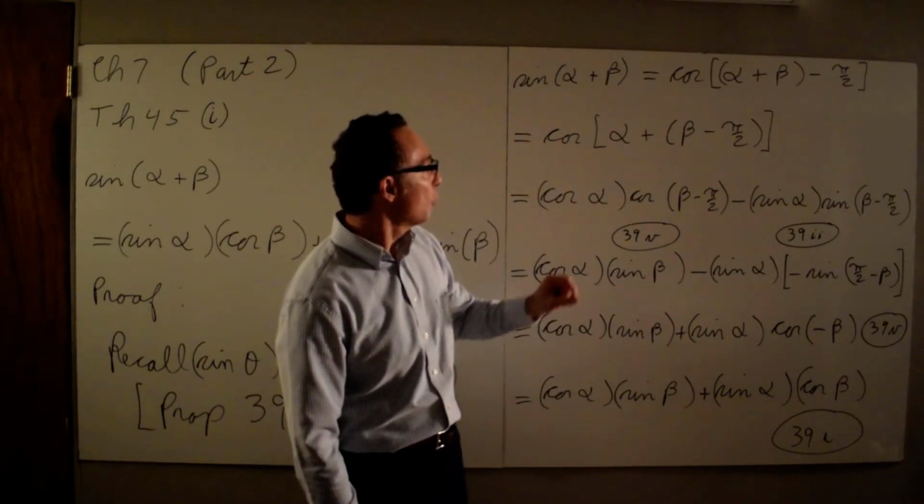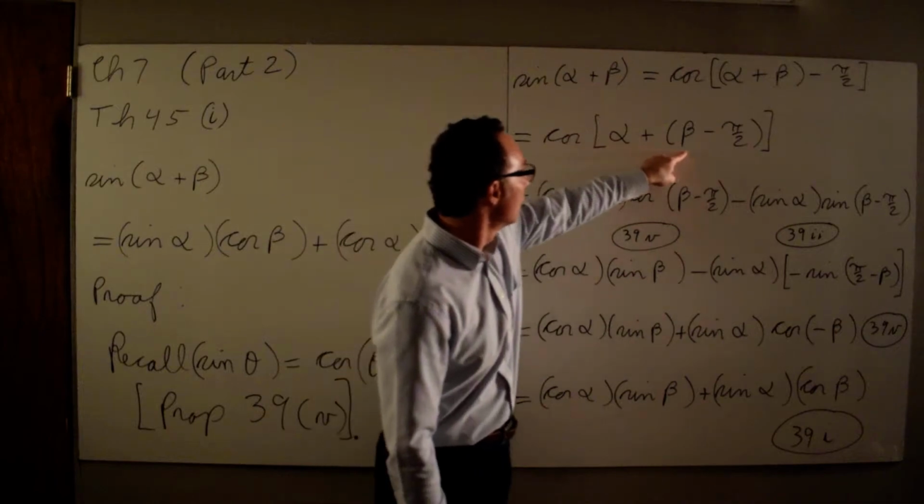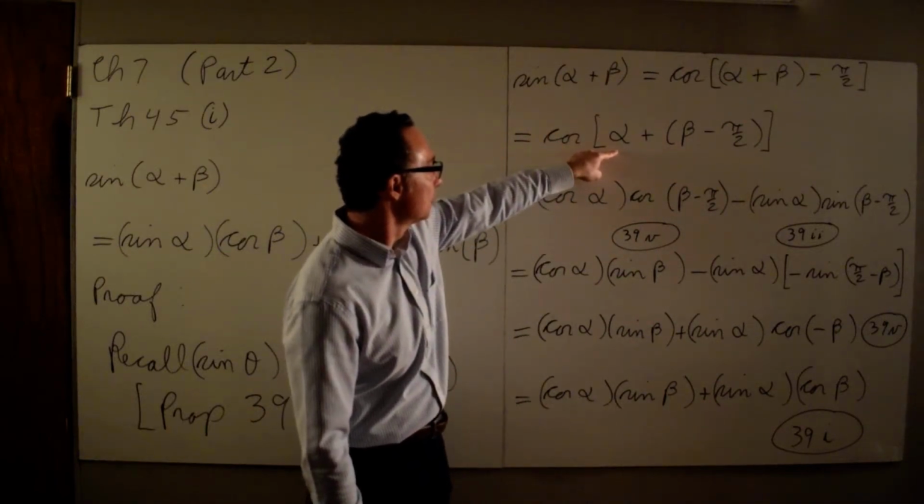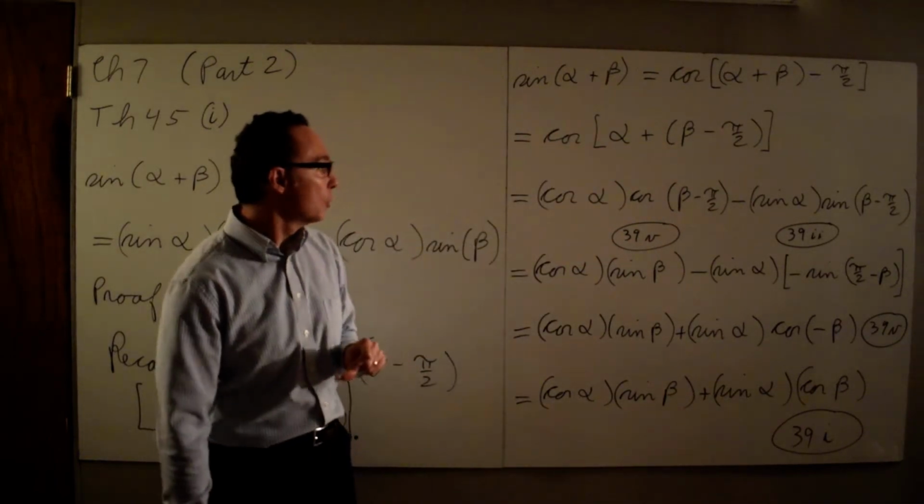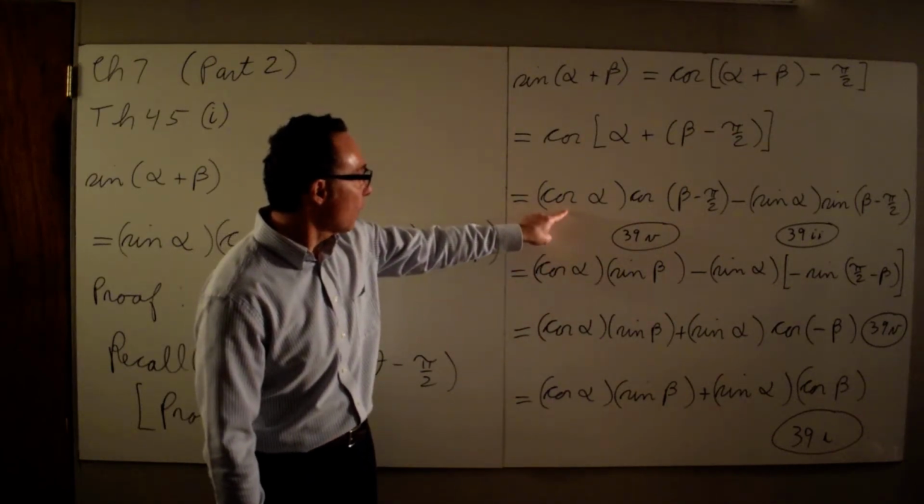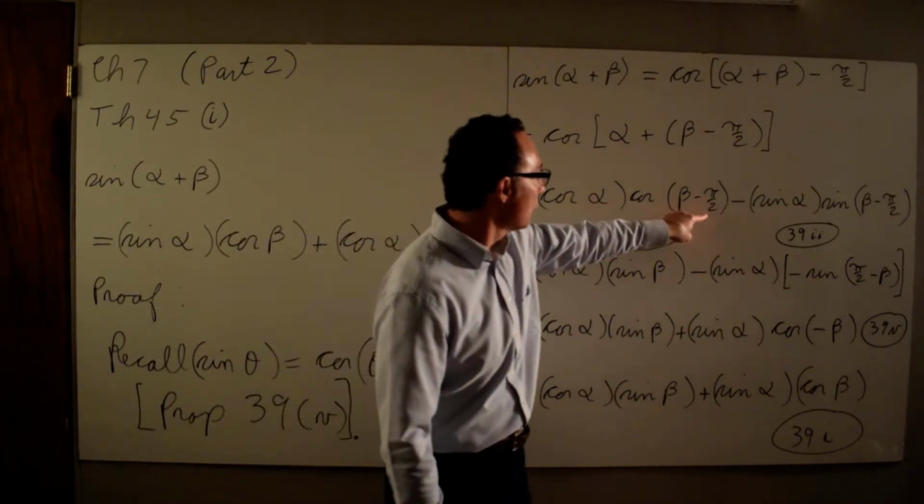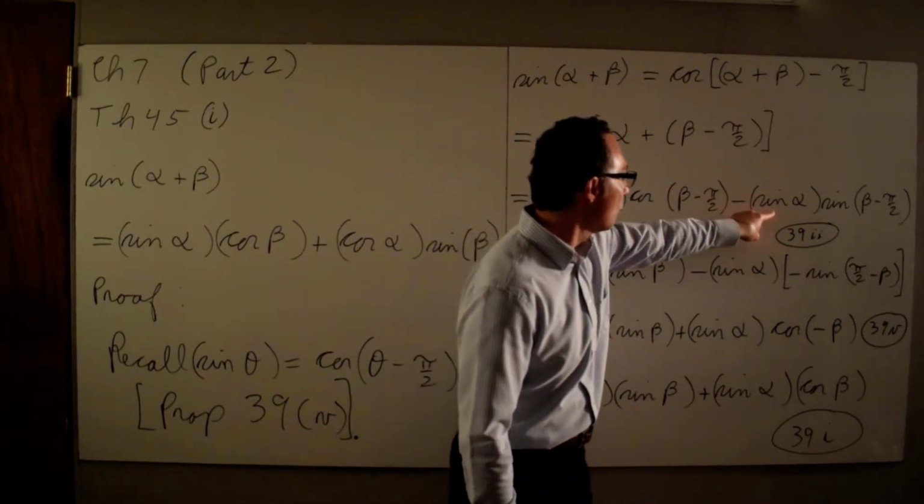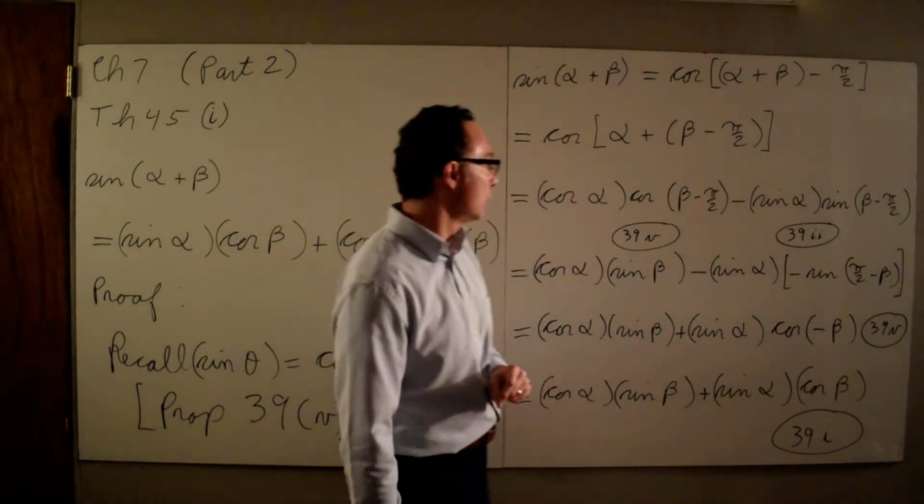We'll rewrite the alpha plus beta minus pi over 2 on this step right here. Then we apply part 2. So we have cosine of alpha times cosine of beta minus pi over 2 minus sine of alpha sine of beta minus pi over 2.